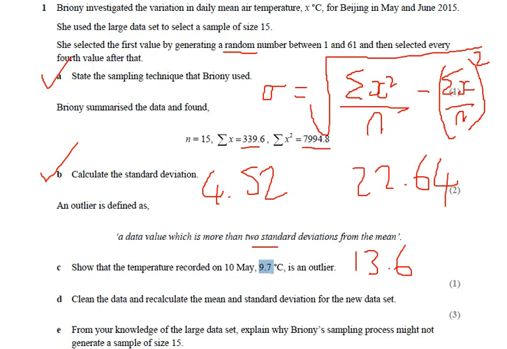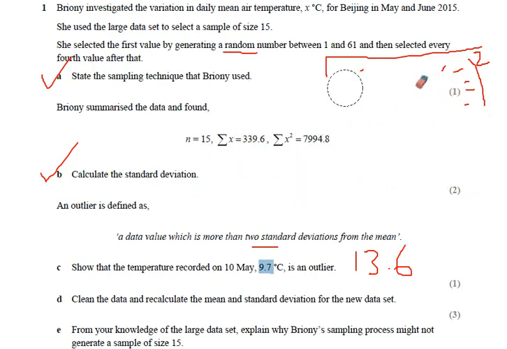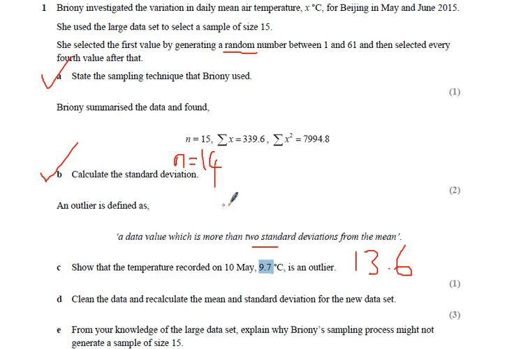Clean the data. Well, cleaning the data simply means to modify it so that we're just using the values that are not outliers. So we can't have the outlier present in the data. We want to work out the mean and standard deviation again, considering that we've lost this 9.7. So if we get rid of that, then there's only going to be 14 values of n now.